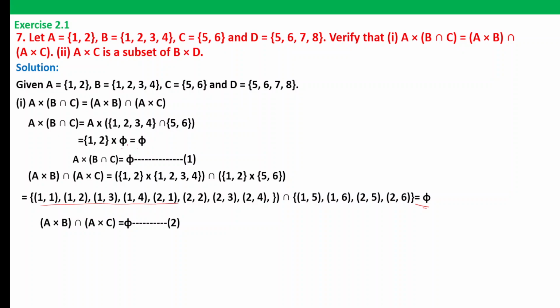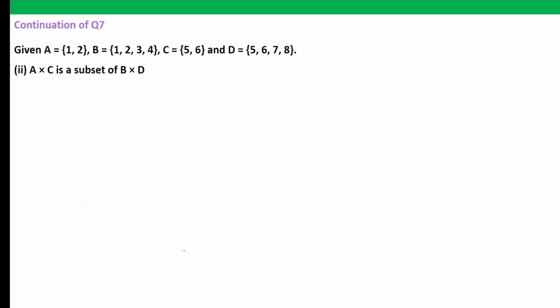So now by observing equations 1 and 2, both result in an empty set. Therefore, from 1 and 2 we can conclude A into (B intersection C) is equal to (A into B) intersection (A into C). Hence verified. Let us see subsection 2. A into C is a subset of B into D. A into C is 1, 2 multiplied with 5, 6.